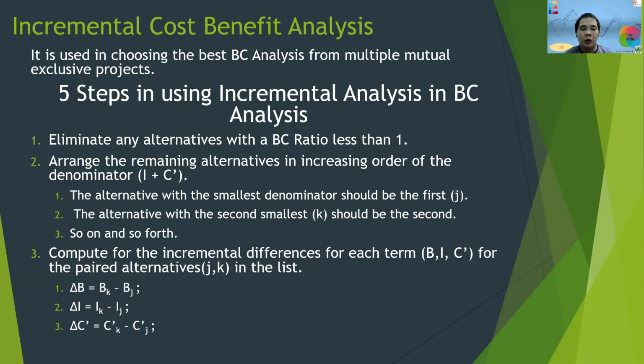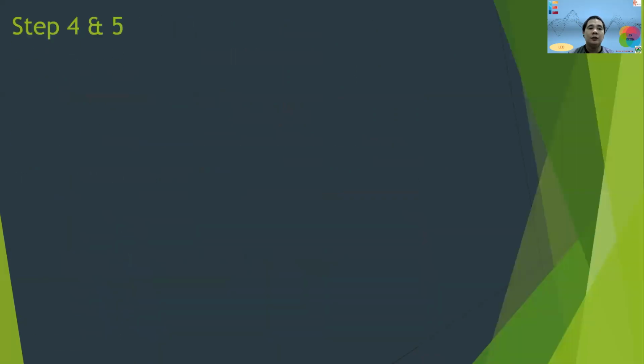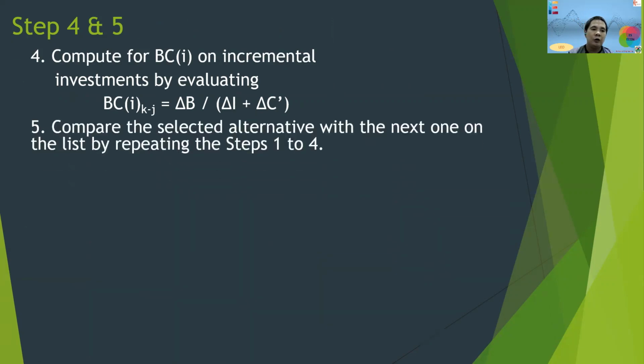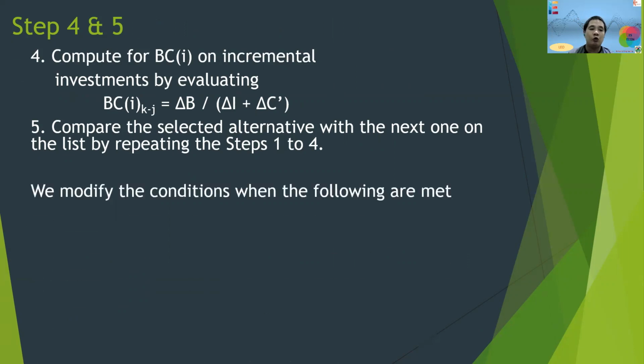So after that, you can compute the incremental differences for each term, that is B, I, C, and C hat, for the paired alternatives J and K in the list, so you pair them by partner. Steps 4 and 5, compute the BC at the given interest rate based on incremental investments by evaluating that BC of I is equal to change in B over change in I plus change in C hat. Therefore, compare the selected alternative with the next one on the list, repeating steps 1 to 4.